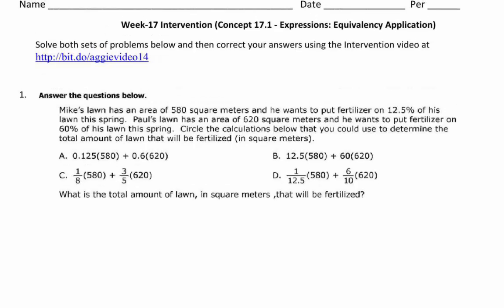All right, this is the week 17 intervention concept. Remember, the idea is watch this video after you've tried the problems. Don't watch the video first, but try the problems first, then watch the video. So this is the idea of applying the equivalency.